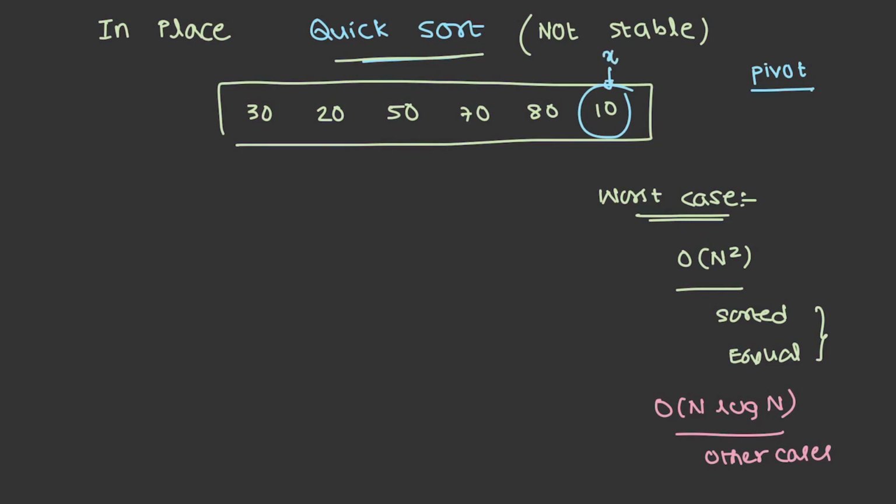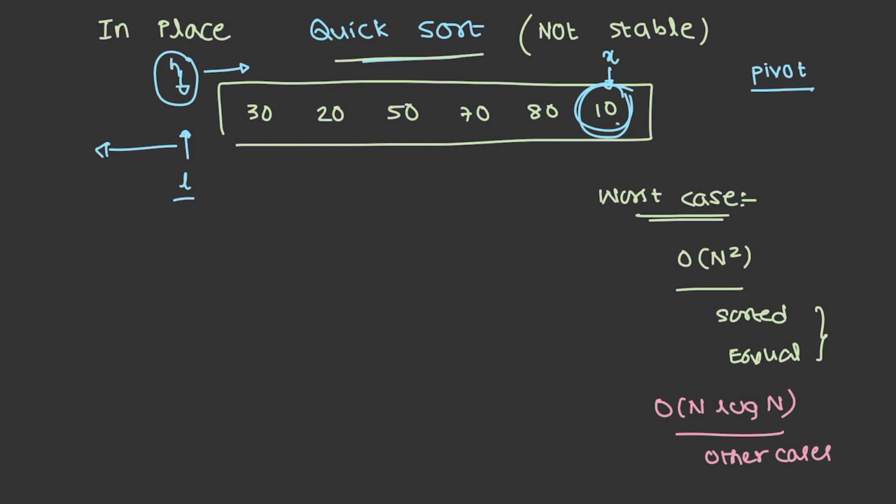I'll call it x, and I'll have a pointer called low, and another pointer called high. The low pointer will keep all the elements which are lower than the pivot element at a particular instance, and if a particular element is higher than the pivot element, those elements will be after the high pointer from the right. Let's see how quicksort works on this array.